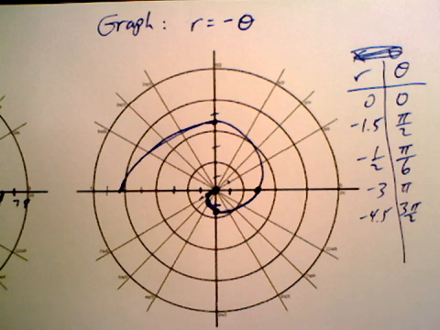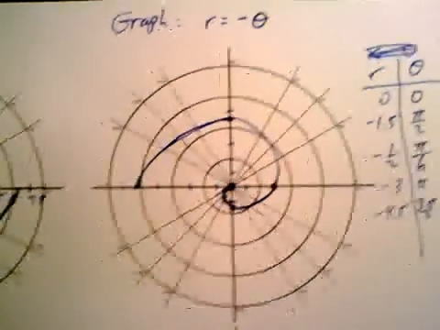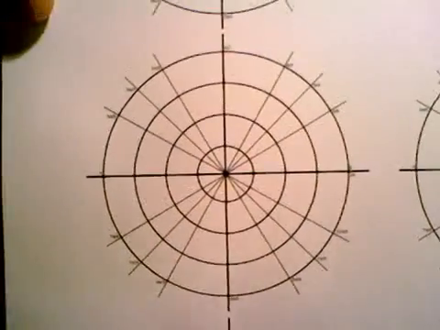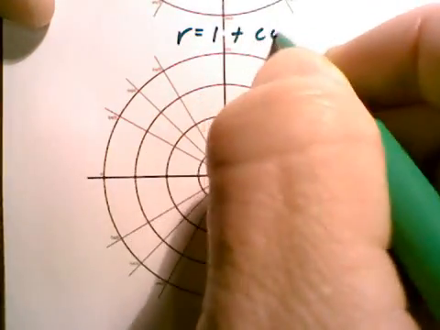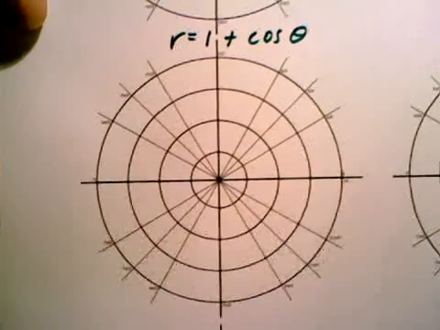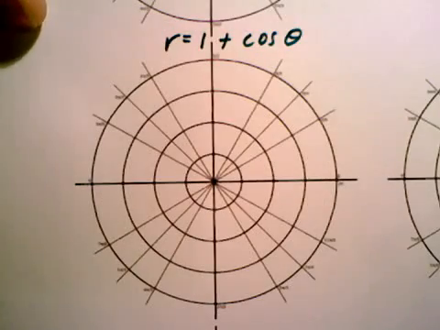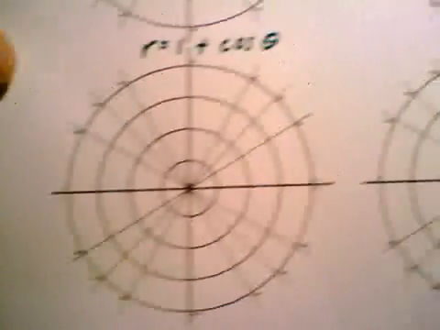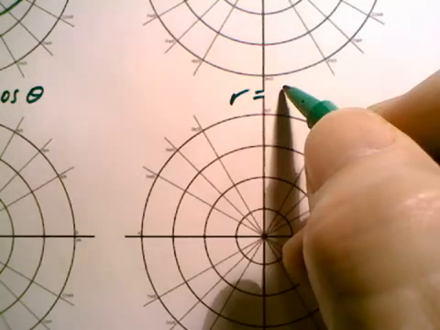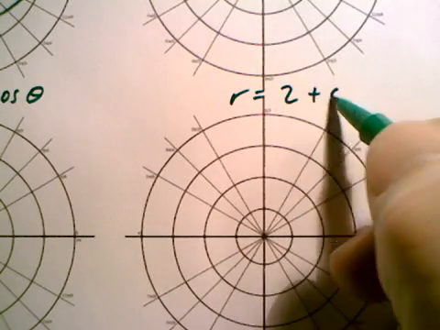And actually, let's do this. I'm going to have you guys try a couple of these on your own and see if you can figure out what they look like. So we're going to graph r equals 1 plus cosine theta. And so that's one of them. So this is your student practice here. And in the next video, I'm going to just show you the solution. 1 plus cosine theta. I'm going to have you do r equals, and the next one, r equals 2 plus cosine theta.